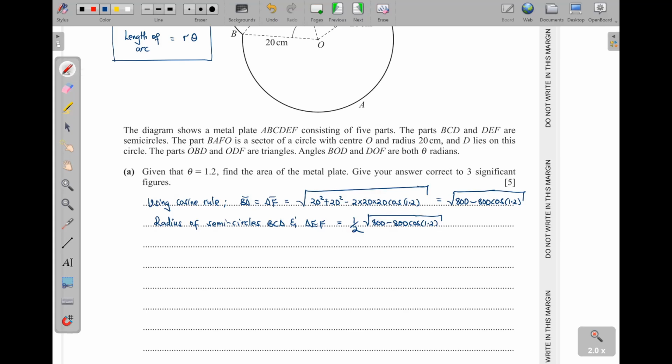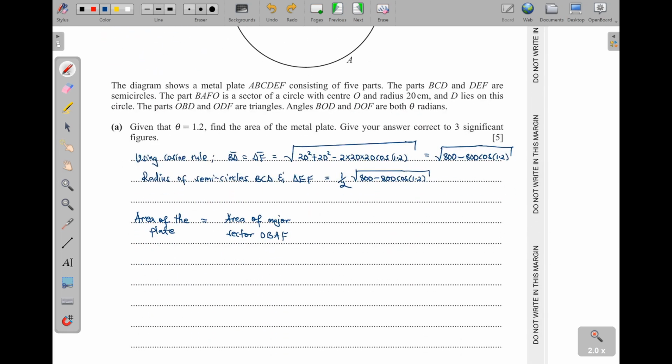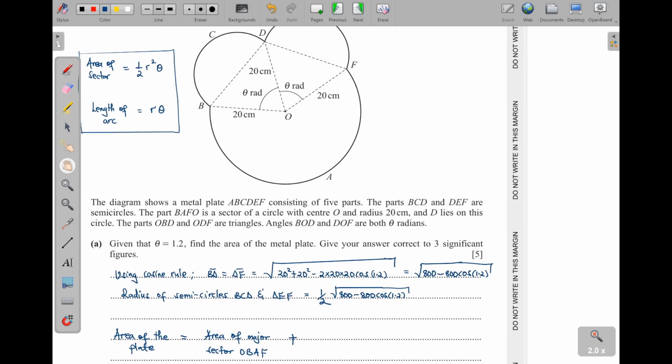So we are going to now get the area of the plate. Area of the plate is going to be equal to area of this major sector, area of major sector OBAF. Okay, this one here, OBAF, this sector here. I've called it major because there is this minor here. Then from there, we shall add, what are we adding?